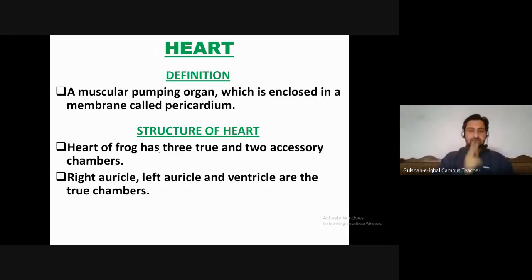Two auricles, right and left side auricles, because the auricle receives oxygenated and deoxygenated blood. So because of the oxygenated and deoxygenated blood, they have separate chambers. In the right chamber, deoxygenated blood comes. In the left chamber, oxygenated blood comes. So the left and right chambers are the auricles, and the ventricle is a single chamber from where the blood is distributed to different parts of the body. So these three are the true chambers.